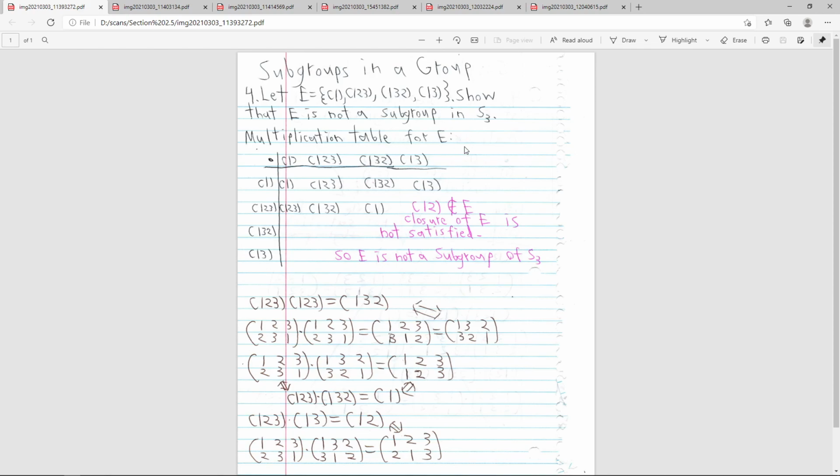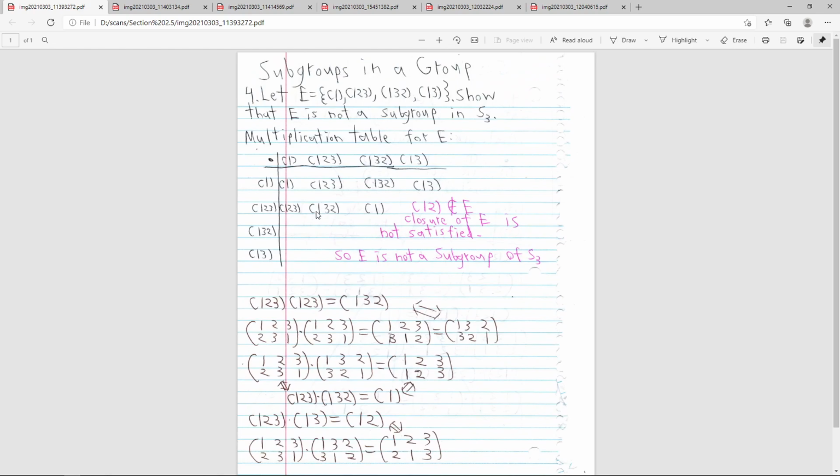Multiplication table for E. So we have (1), (1 2), (1 3), and we do this until we get a contradiction, which does not take long. Multiplying by 1 obviously gives you the row of the same thing by identity. So (1 2 3) times 1 will be (1 2 3), of course. Then (1 2 3) times (1 3 2).